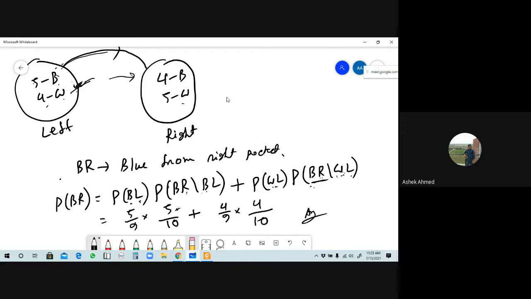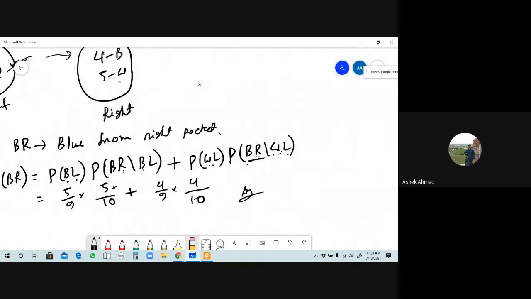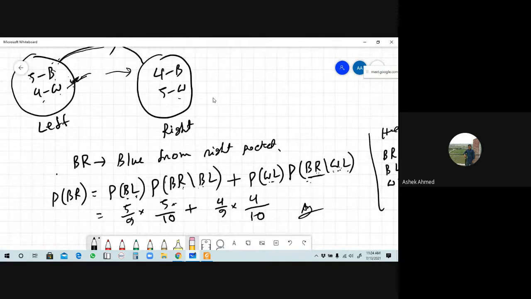Before starting this problem, you have to write the side notation here: what you mean by B R, and also B L and W L. You have to say what these mean. Now tell me, do you understand this problem or not?